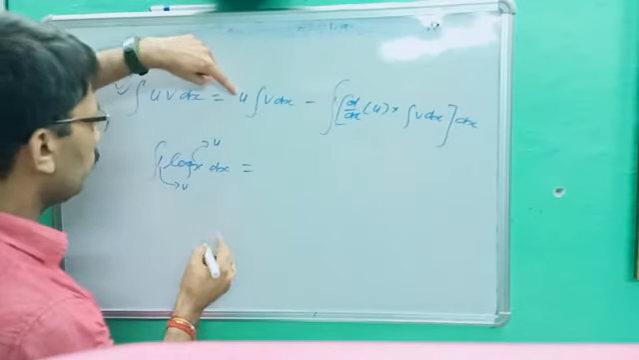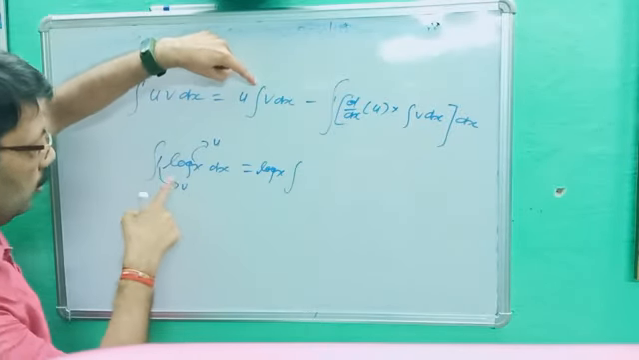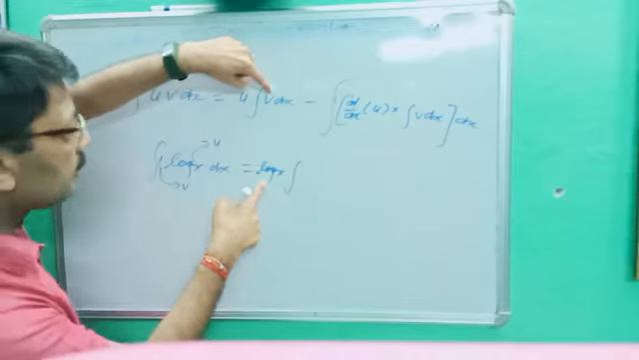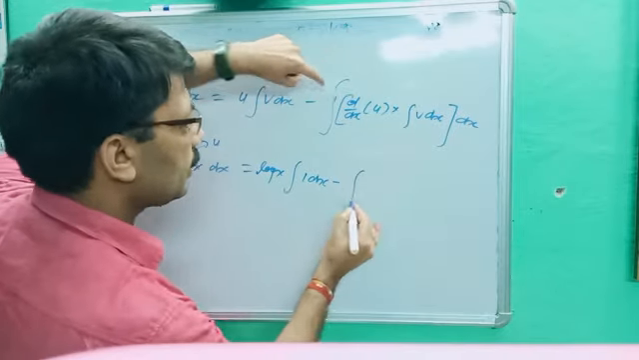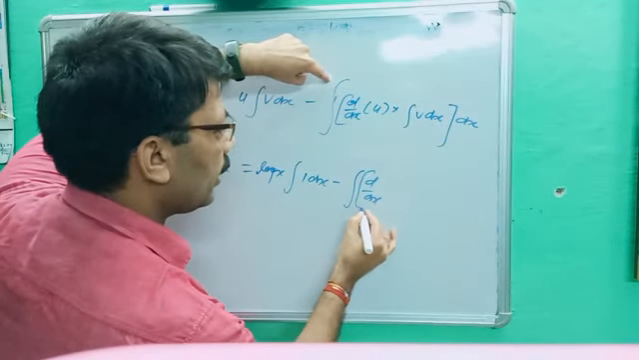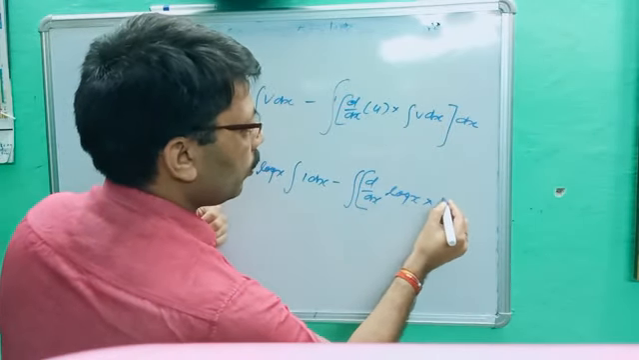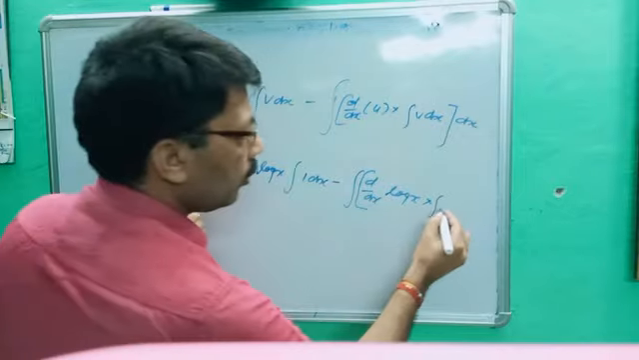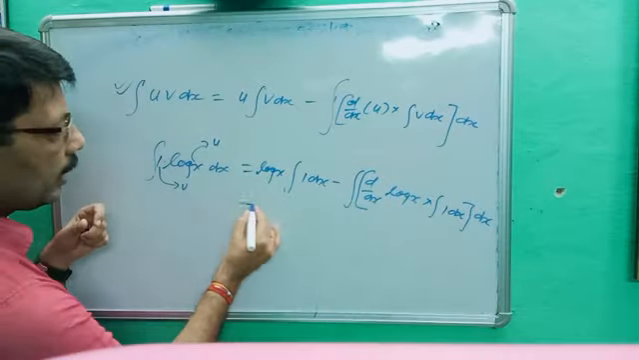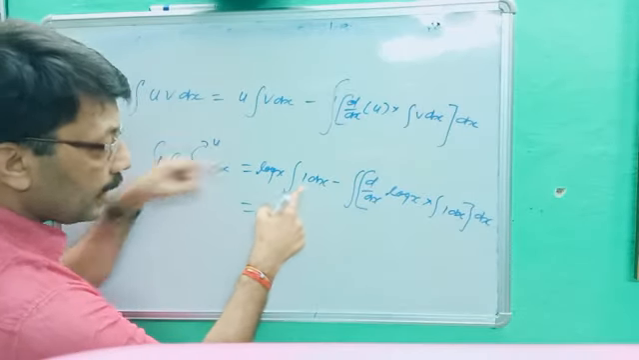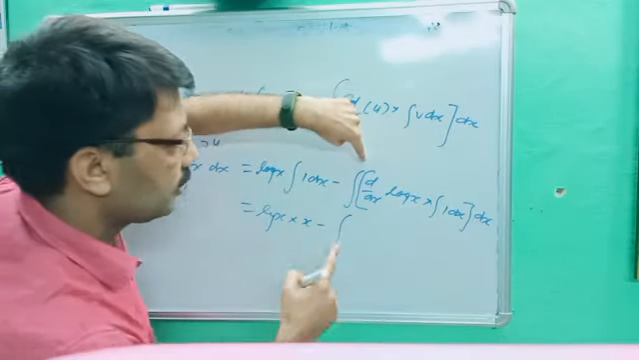Now put it. What is u? u is log x, and v is 1 dx. So we get log x into integration of v, where v is 1 dx, minus integration of d upon dx of u inside the bracket, into integration of v dx, the whole dx. You have to select like this. Now integrate it. Log x into the integration of dx, which you know is x, minus integration, which you have to solve at last, of d upon dx of log x.